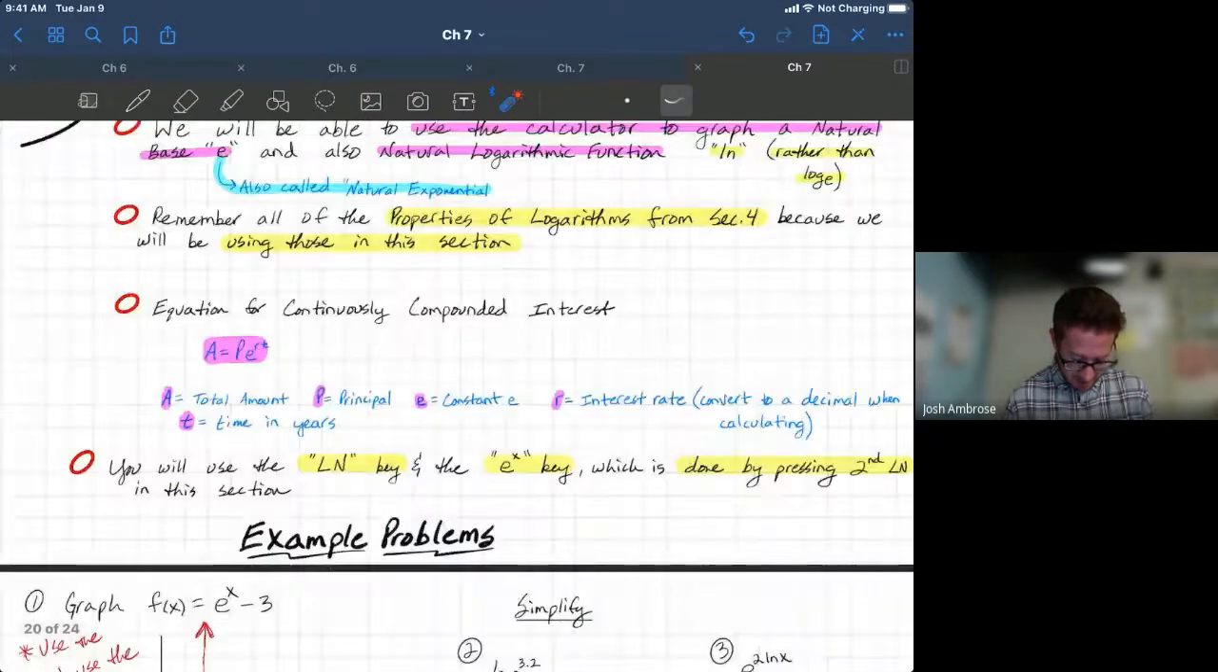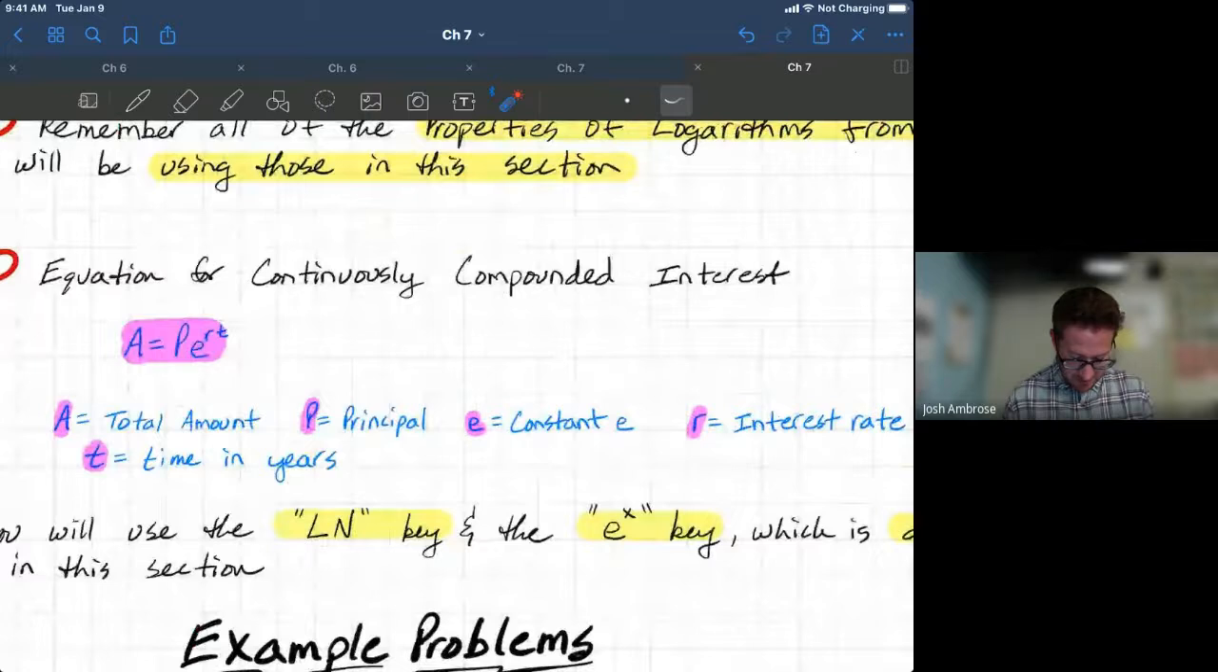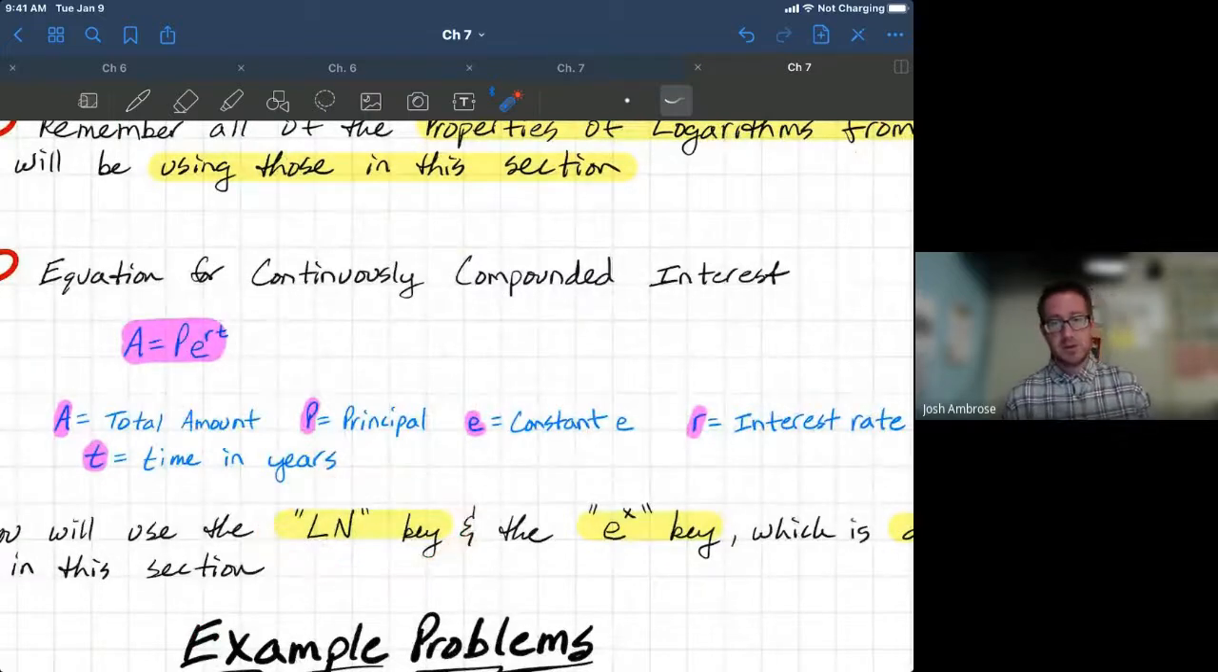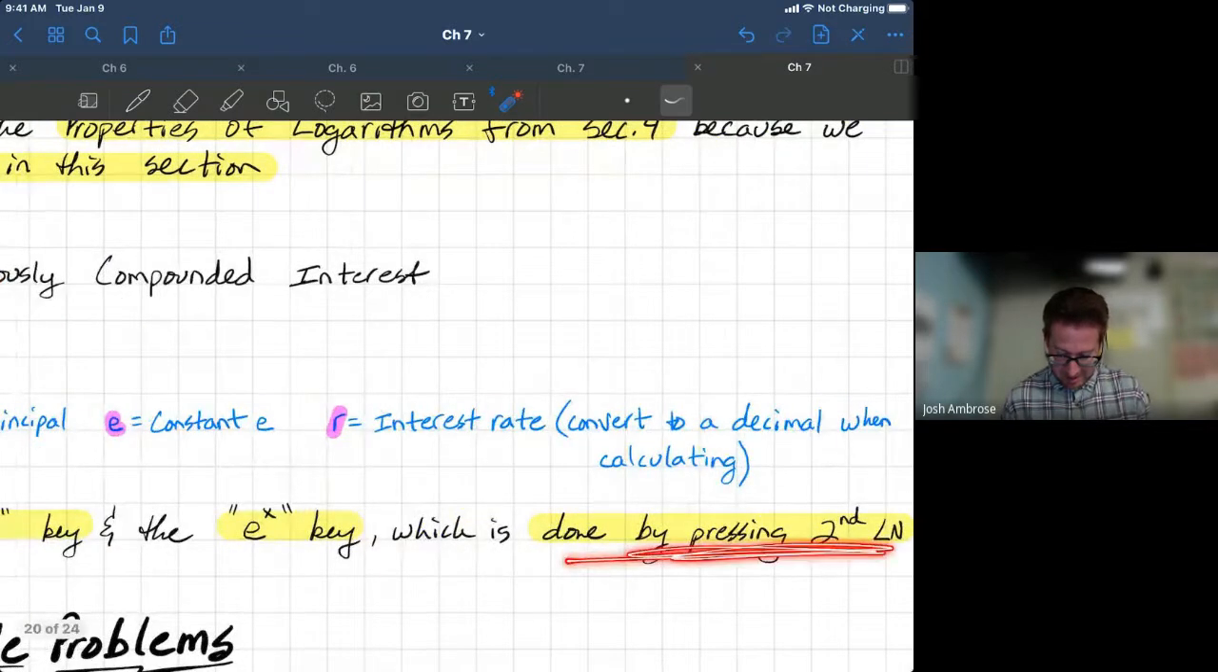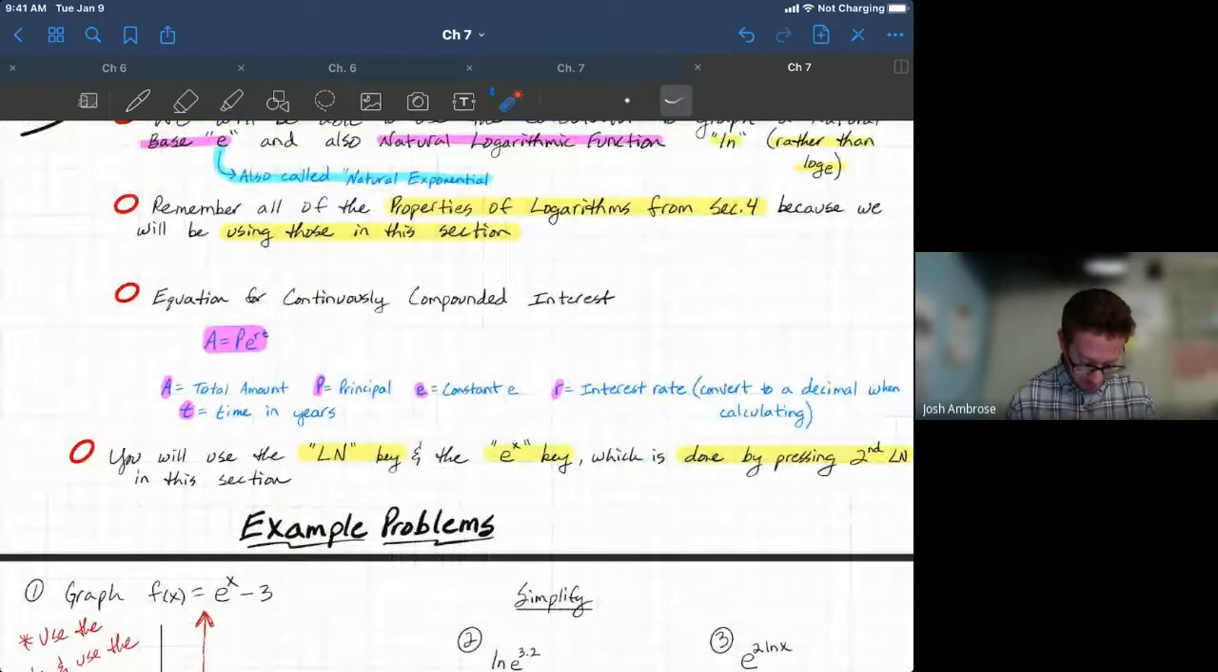Again, make sure you find the ln, natural log key. Make sure you find the e to the x key, which I give you right here. It's done by pressing second natural log. All right, let's jump into our example problems.